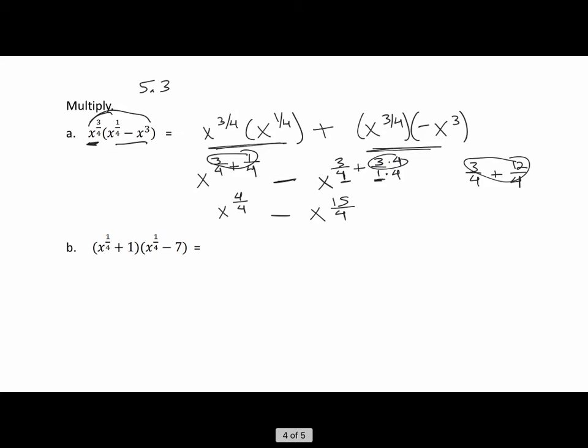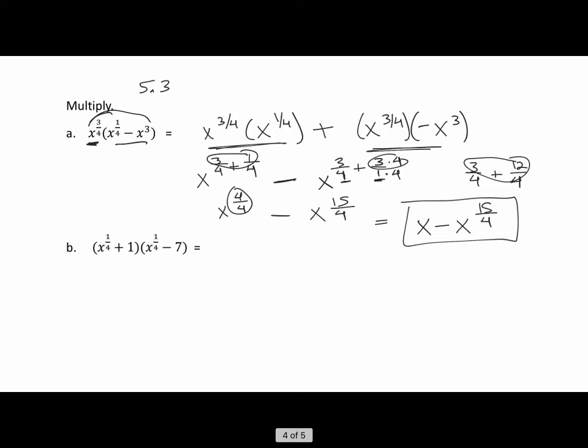And if I can simplify, remember the fraction has to be in simplified form, so that first is just 1, and I don't need to write an exponent of 1. And 15/4 can't be simplified. They don't share any factors. So that will be my final answer for this product here.